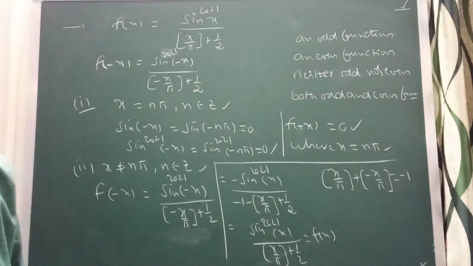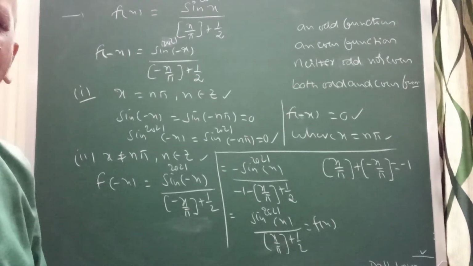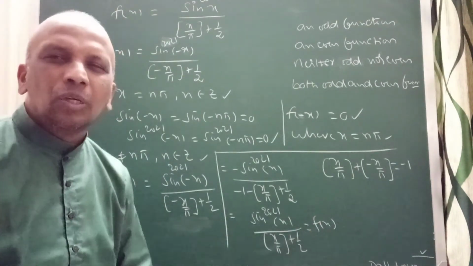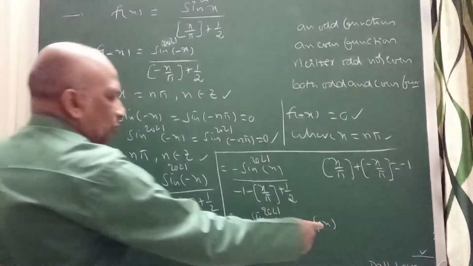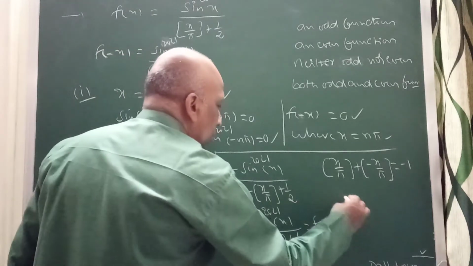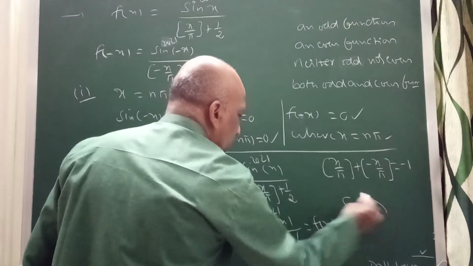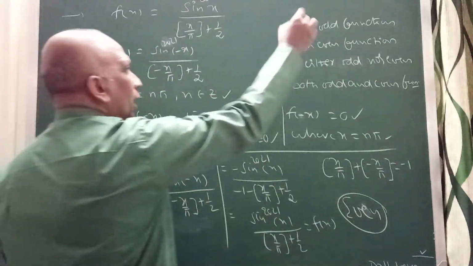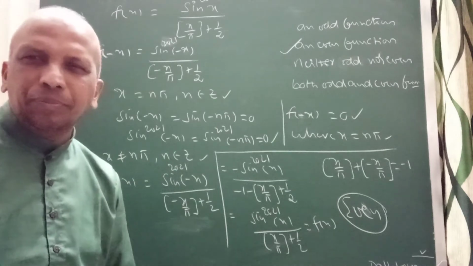What does it decide? We got the value equal to f of x, right? So since we started with f of minus x, we got f of x. So what do you say? The result will be an even function. I can say the function is even. So the answer is an even function. The given problem is an even function.